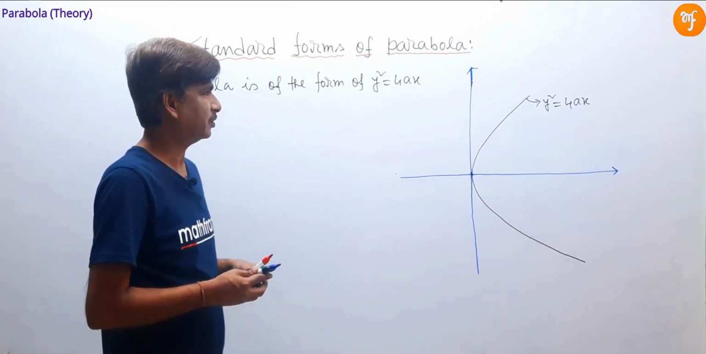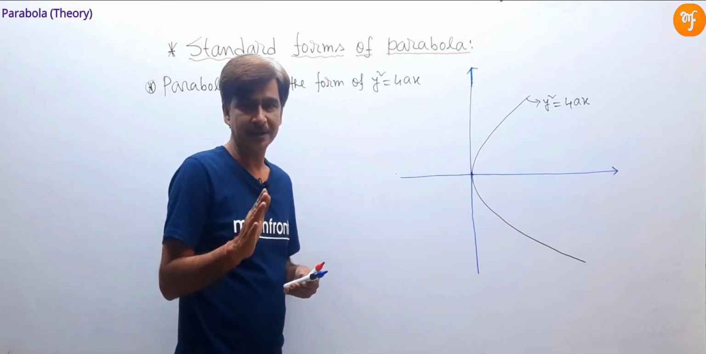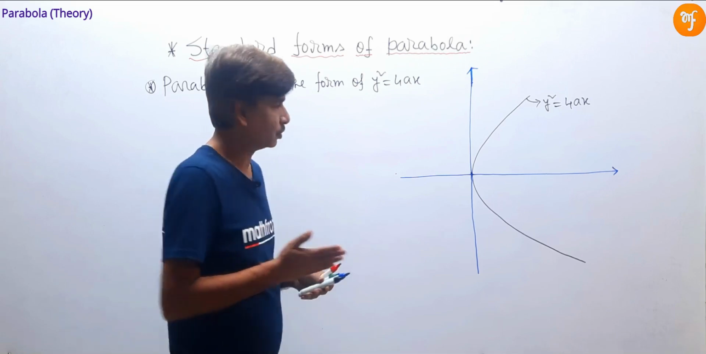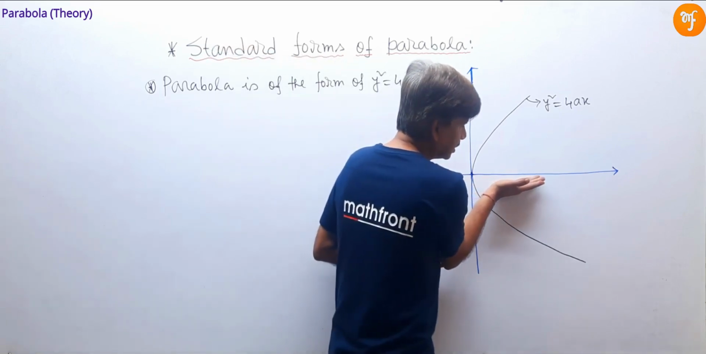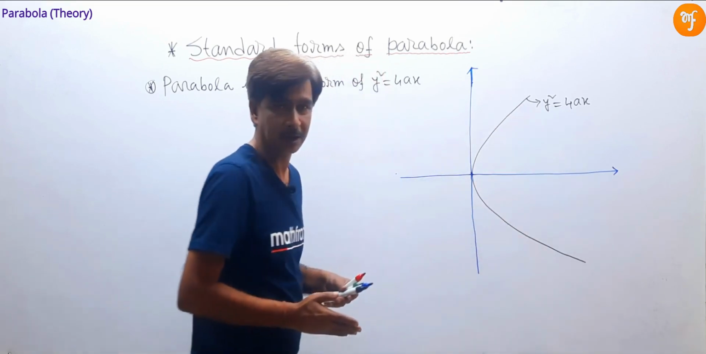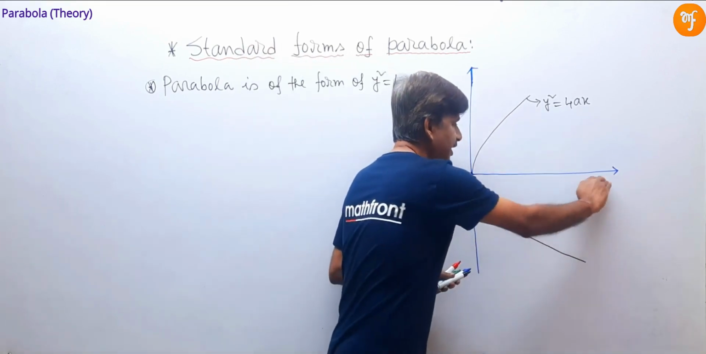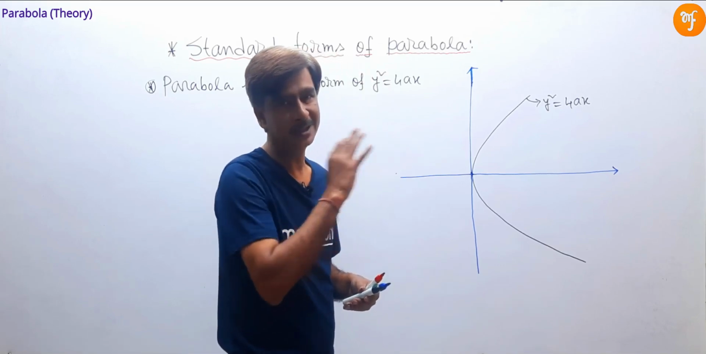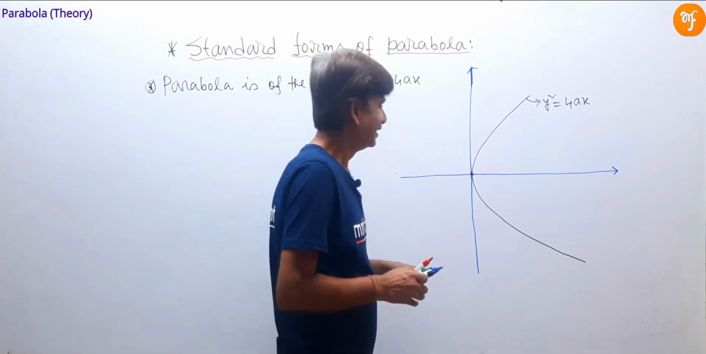You know very well axis is nothing but a line which symmetrically divides the curve. So this is the x-axis which symmetrically divides the parabola. So that is why the positive direction of x-axis is known as the axis of this parabola. Okay, clear?